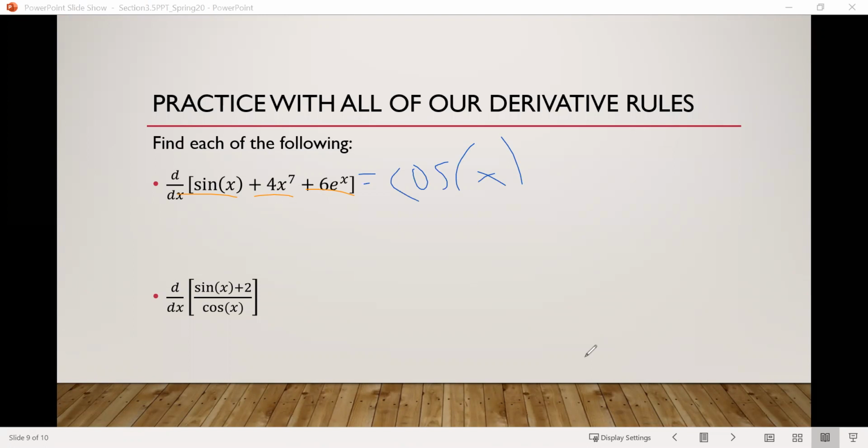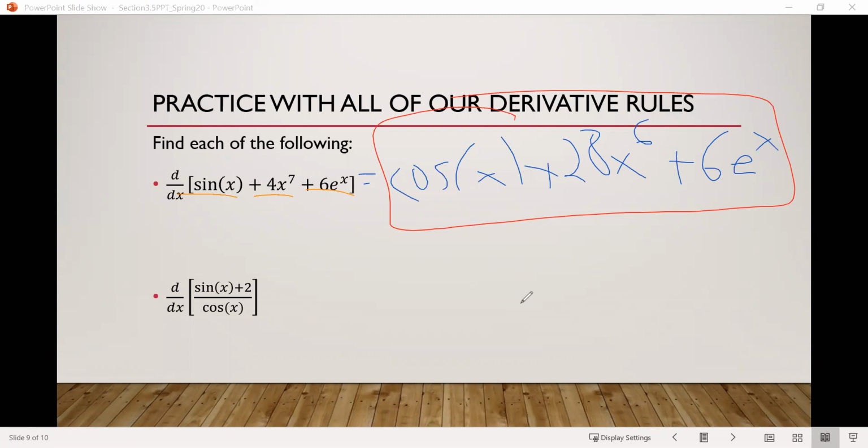So our derivative of sine is cosine, plus to take the derivative of 4x to the 7th, we use our power rule. So we bring down the 7, multiply it by the 4 to get 28, and subtract 1 from the exponent, so 28x to the 6th. Plus, when we do 6e to the x, we can leave the 6 out front, take the derivative of e to the x, but we know that's just e to the x. So our derivative here is cosine plus 28x to the 6th plus 6e to the x.